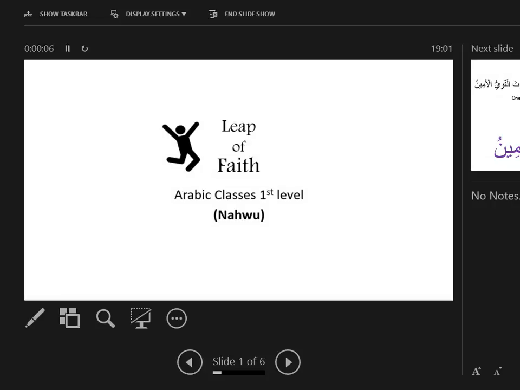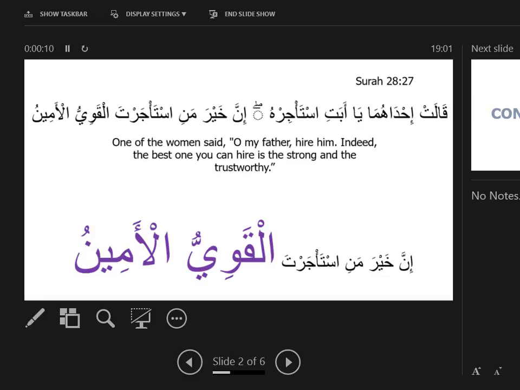So if you take a look at this surah, it is Surah Al-Qasas. Surah Al-Qasas is Surah 28, ayat 27. If you take a look at this surah, you will notice this Al-Qawi, Al-Amin, this word, right? In the ending of the ayat. So I will show you why we differentiate between the proper and the common in the Quran itself.